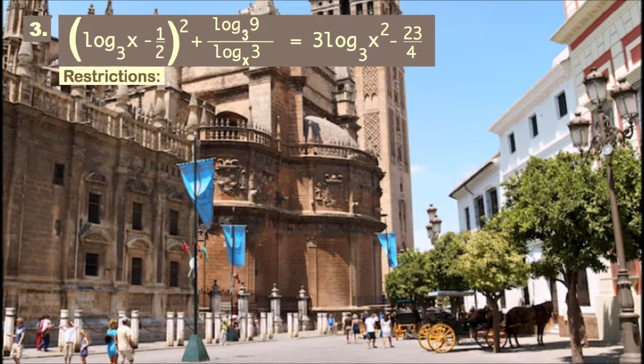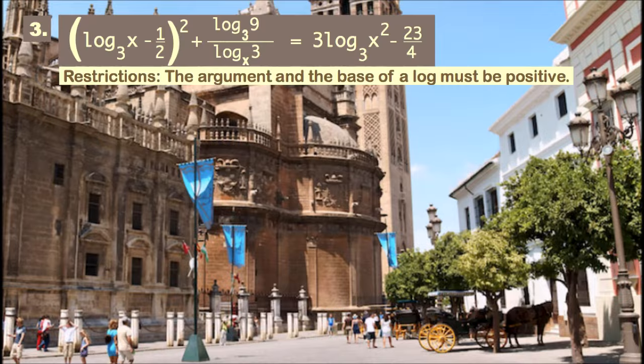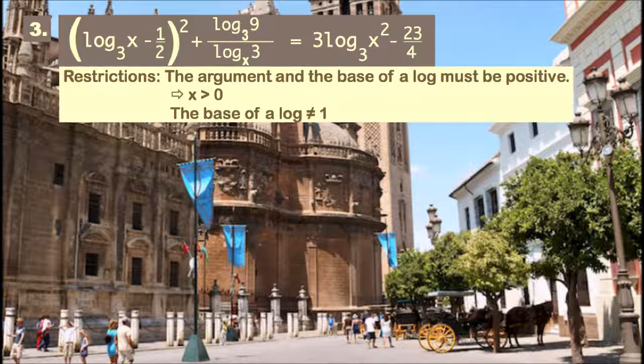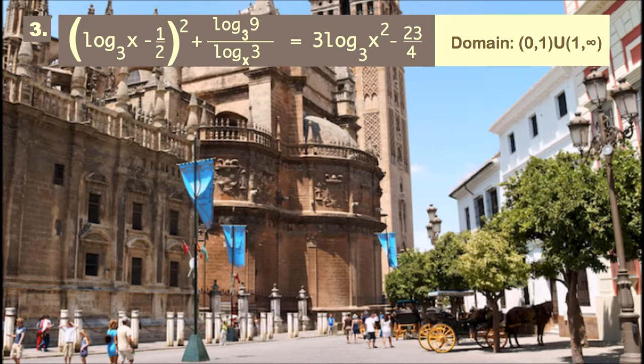Let's assess our restrictions. The argument and the base of a log must be positive. X must be greater than 0. The base of a log can also not equal 1. Thus, x does not equal 1. So we have our domain, open interval 0, 1, united with open interval 1, infinity.